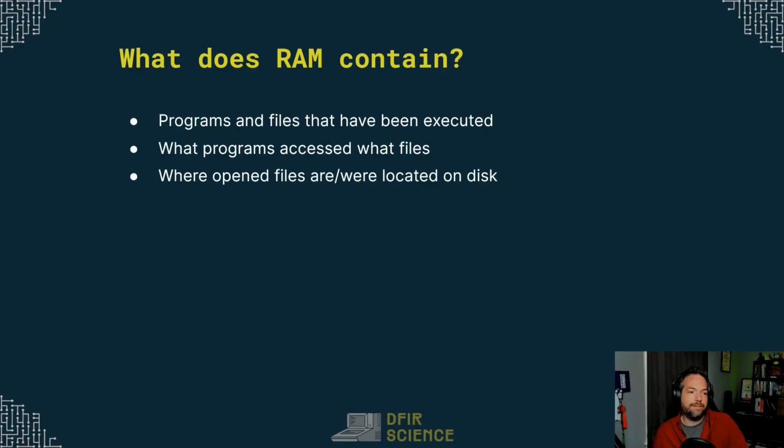Where opened files were located on disk. Just like I said, if you open up a file and you have to decrypt it, the decrypted version of the file is in memory. Well, if you open up a file, it gets loaded into memory, and then if you delete the file from the hard drive, the copy on the hard drive is deleted, but the copy in RAM still exists. If you have the program open that opened that file, then that copy is still going to be in memory.